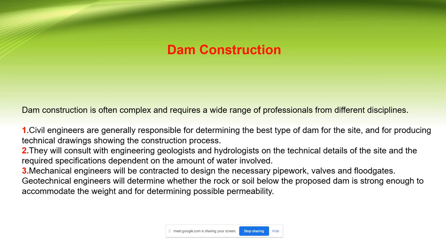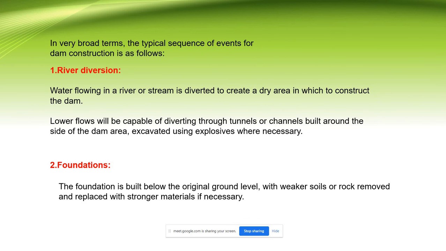The first one is river diversion. Water flowing in a river or stream is diverted to create a dry area in which to construct the dam. Lower flows can be diverted through tunnels or channels built around the side of the dam area. Rock may be extracted using explosives where necessary. The second one is the foundation. The foundation is built below the original ground level, with weaker soils or rock removed and replaced with stronger materials if necessary.